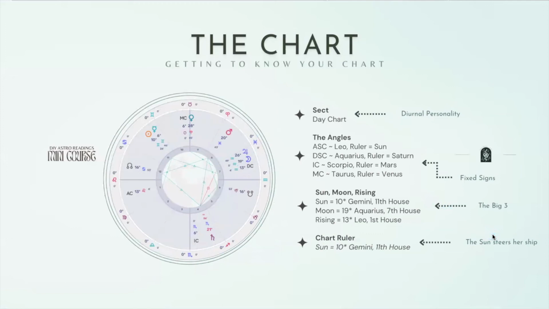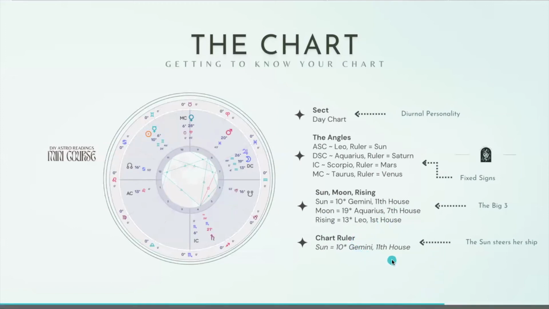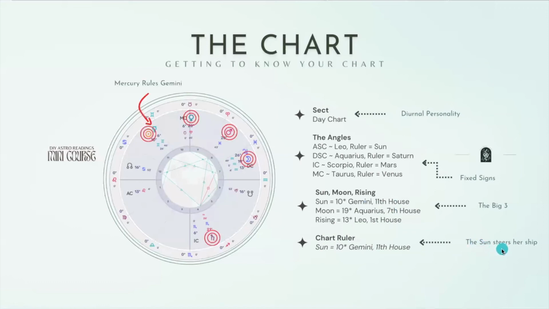And then looking at her sun, moon, and rising, we've got this sense of, okay, her sun's in the 11th house in Gemini, her moon is in Aquarius, the 7th house, and her rising is, of course, in Leo. So we're coming back around to the sun. Suddenly we're seeing the sun as this very important figure. So that feeds into the chart ruler, and we can say that the sun steers her ship. So right away from the chart, we can say, all right, what am I going to prioritize? How am I going to get to know my chart in this way?